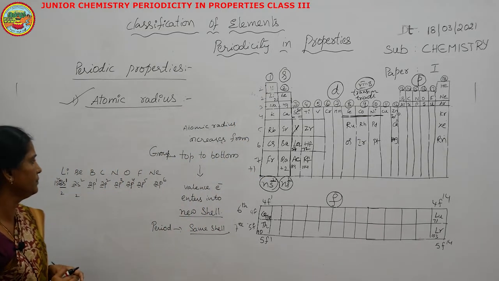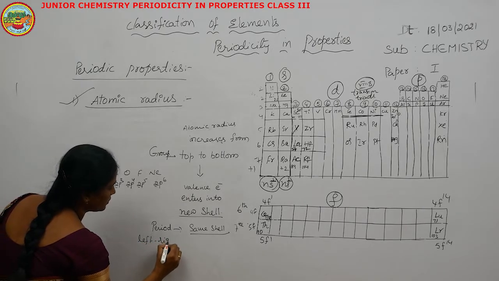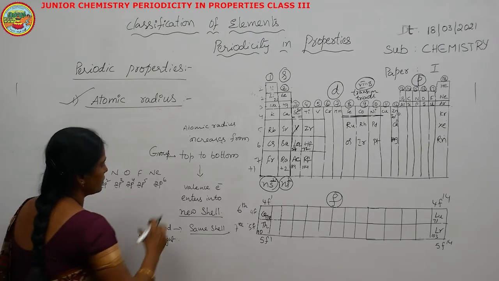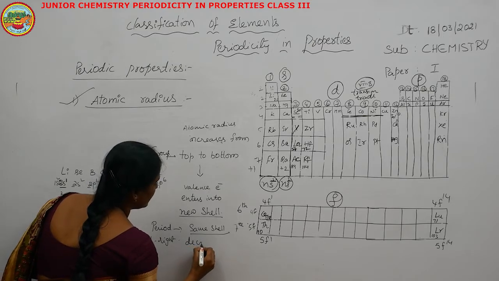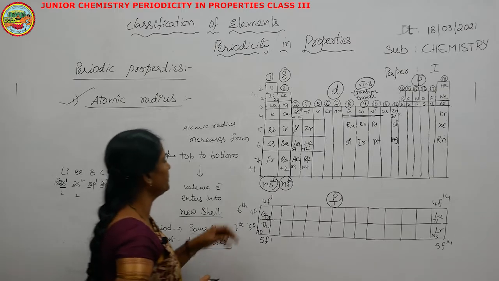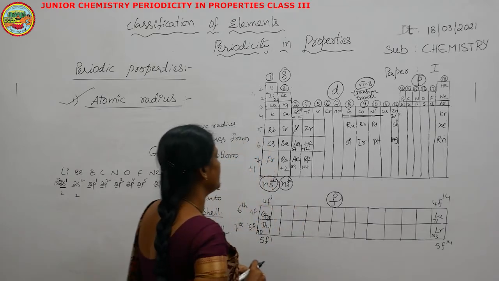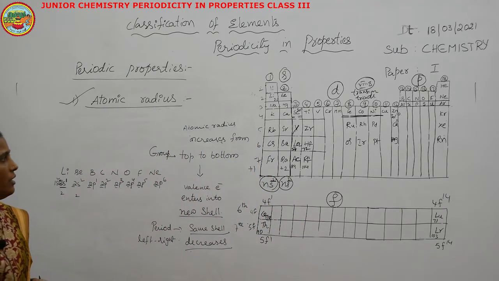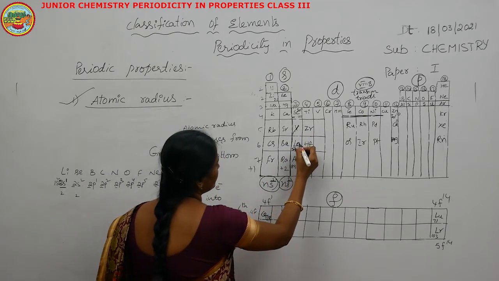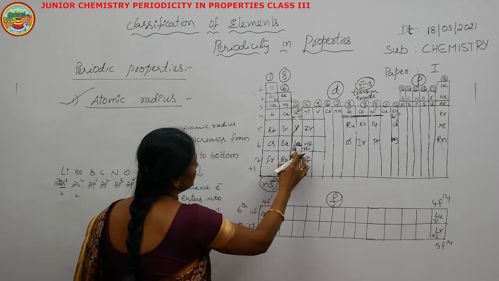In a period from left to right, the atomic radius decreases. So here it increases, therefore here it decreases. So in any group from top to bottom, the atomic radius increases. In a period from left to right, the atomic radius decreases. In case of d block elements, in case of lanthanides, see, lanthanides are placed in the d block, that means the third group.